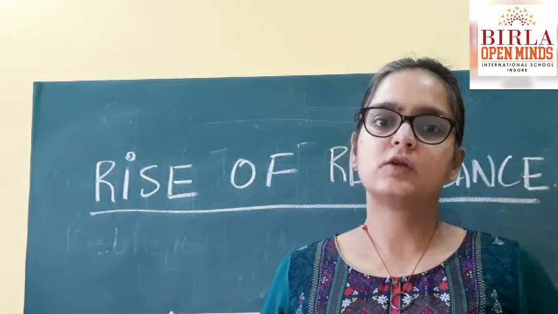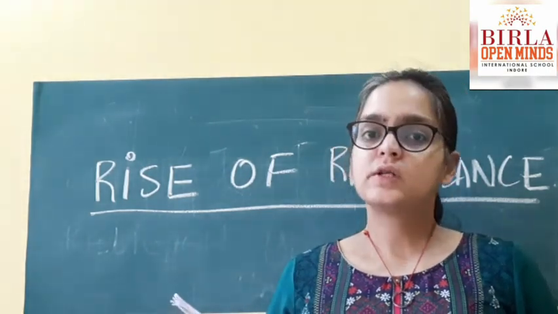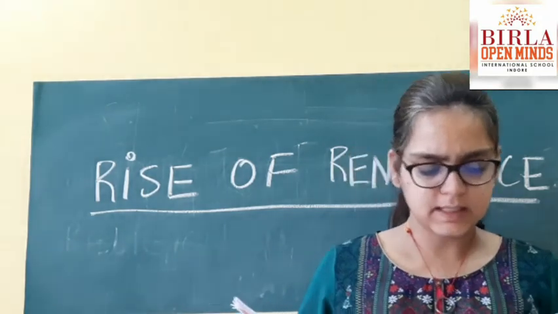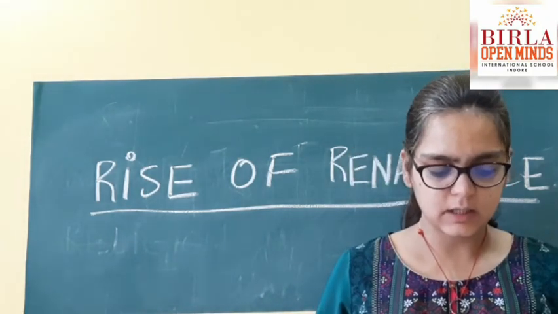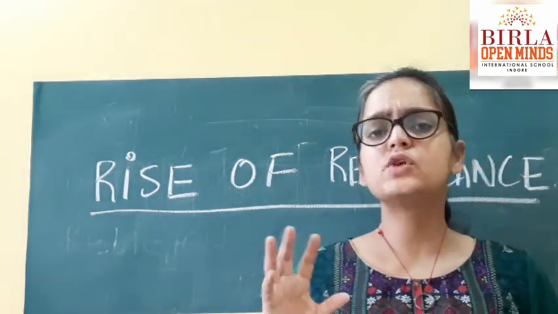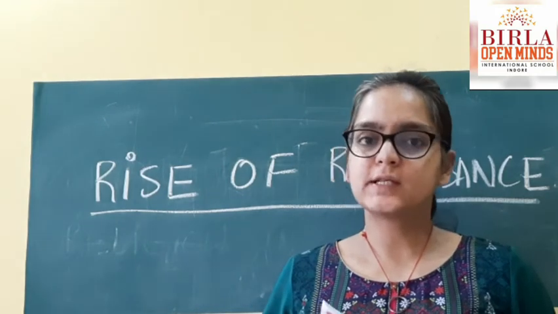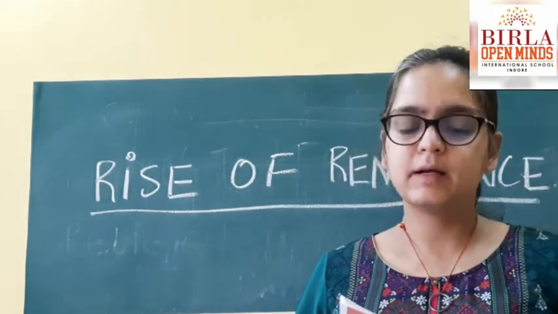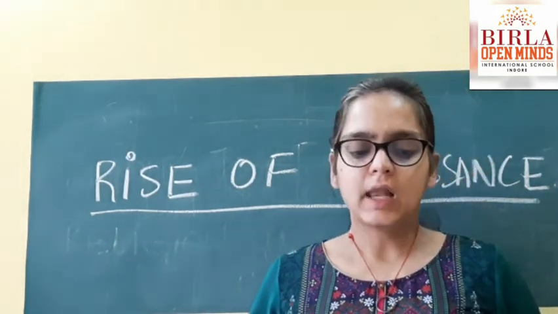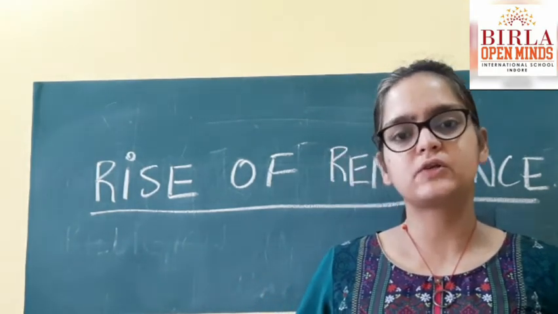Fall of Constantinople. What was the reason for fall of Constantinople? Constantinople was the capital of Eastern Roman Empire and was the center of Greek and Roman culture. Constantinople was a very important place. After the fall of Constantinople to the Ottoman Empire in 1453 CE, a large number of Greek and Roman scholars and artists fled to different parts of Europe.